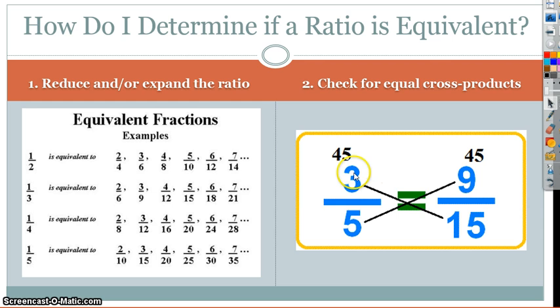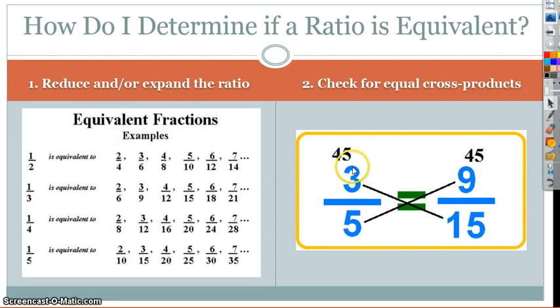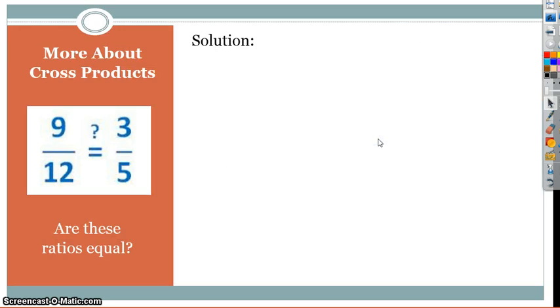What's happened is you take 3 times 15, and that's 45. Then we take 5 times 9, and that equals 45. What we have are equal cross products. Therefore, these two ratios are in fact equivalent. Now let's work with some cross products for a moment.